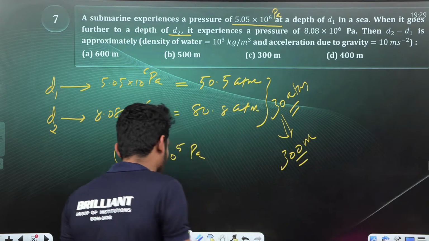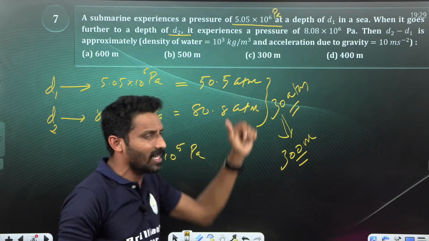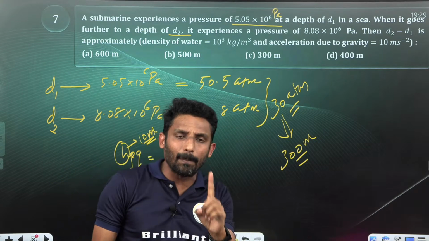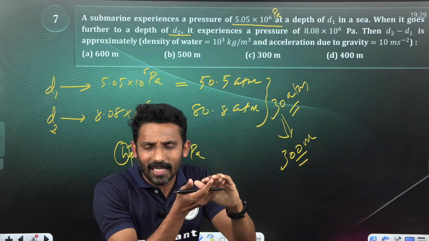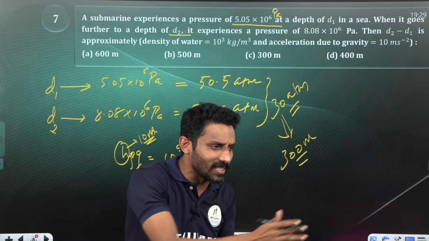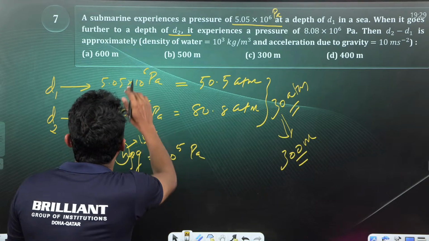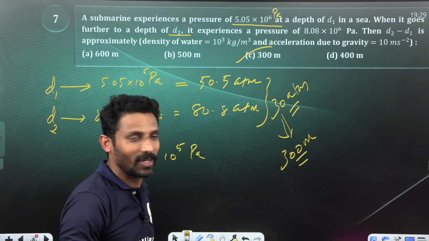Otherwise, we proceed as the normal case, but this is very simply done. This pressure difference is 30 atm. Every 1 atm pressure difference is equivalent to 10 meter depth of water. Then 30 into 10 meter, a 300 meter difference is there. Understood? 300 meter difference is there. So the answer is option C. Very good. Okay, it's very simply done.